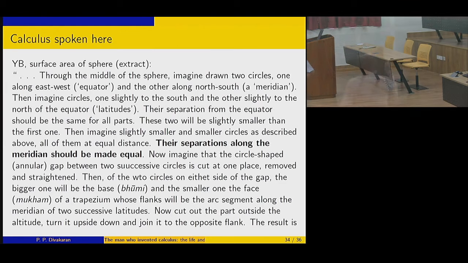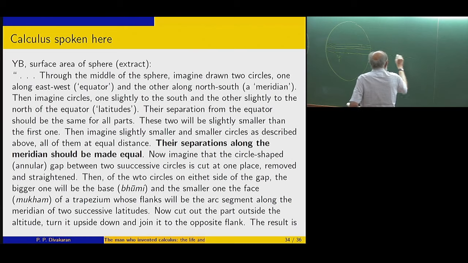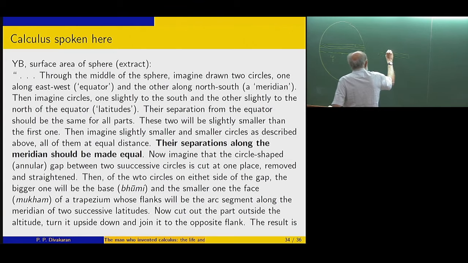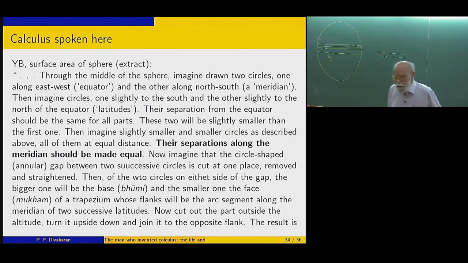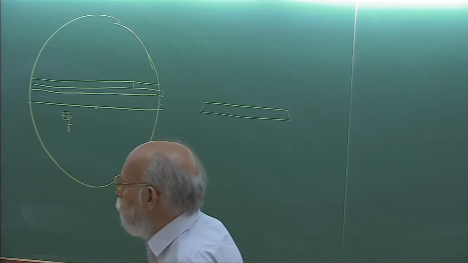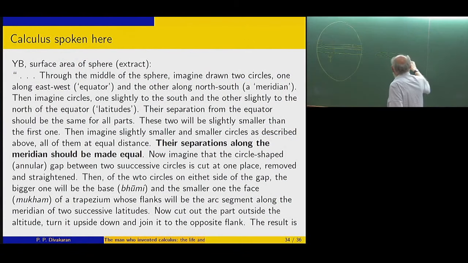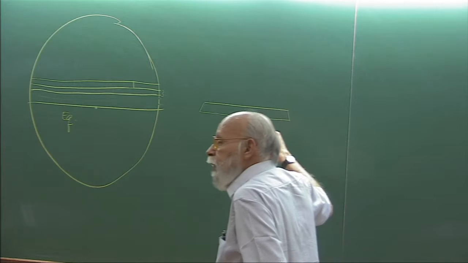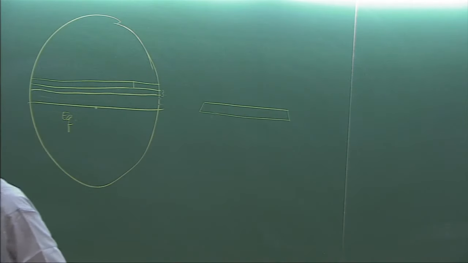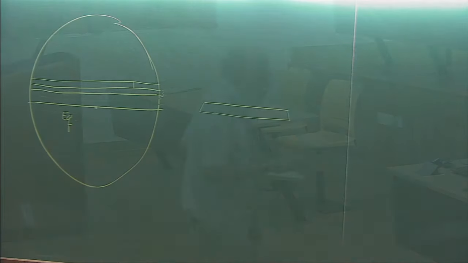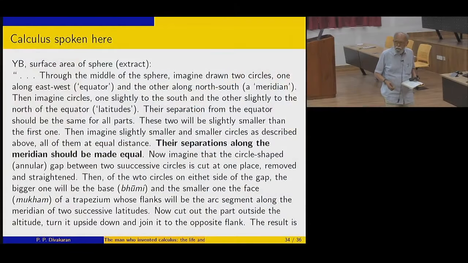You get what it says, a symmetric trapezium, in which this side will be slightly shorter than the other side. And this, he said, the one is called Bhumi, the other is called the Mukha. And the Parshva, the two lateral sides, are now all of the same width, he says, because we are working at a small angle approximation, ignore curvature. Now cut out the part outside the altitude. This is the altitude.